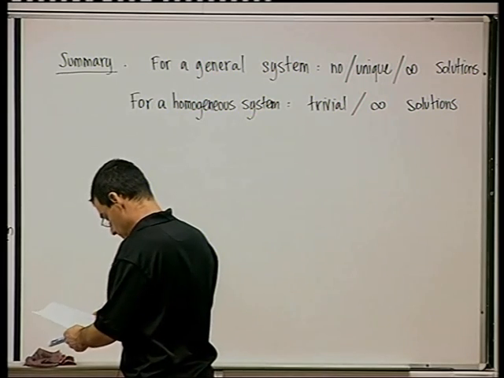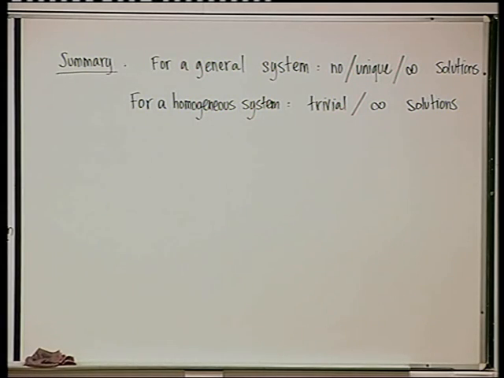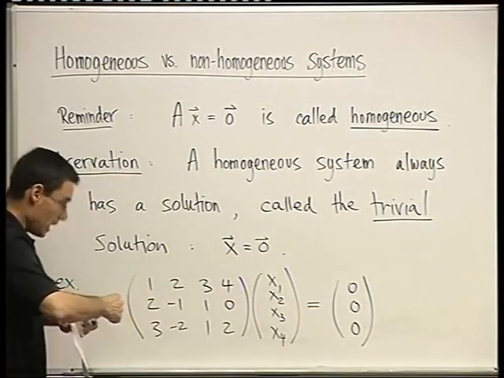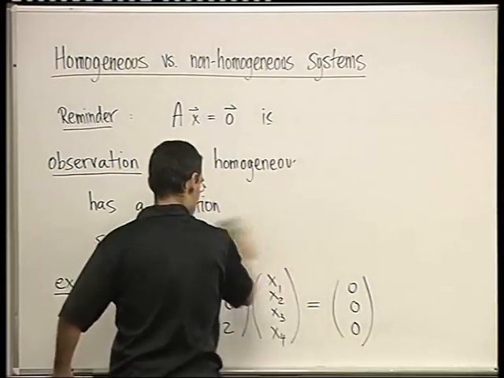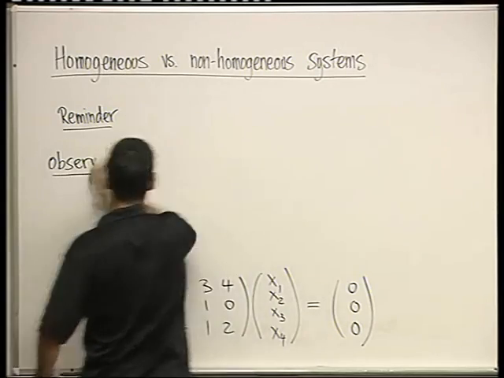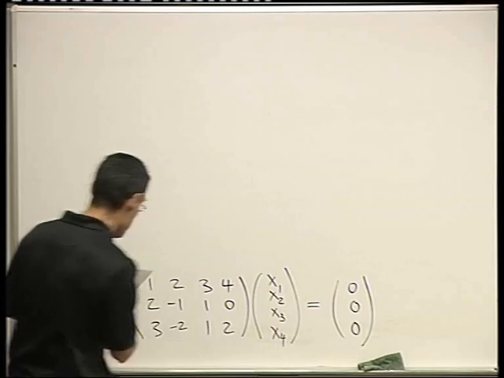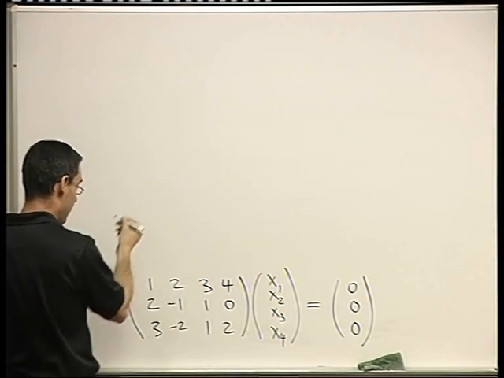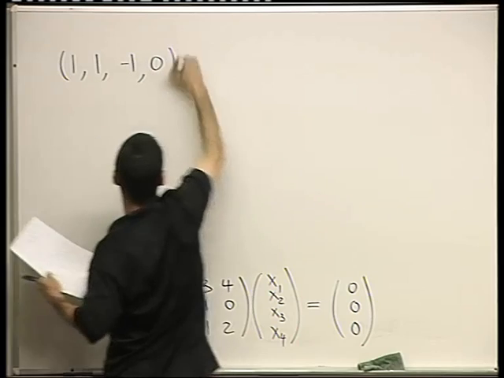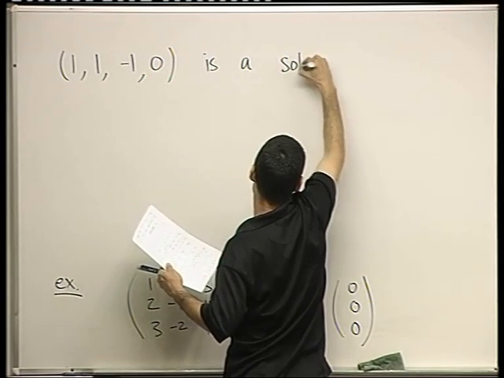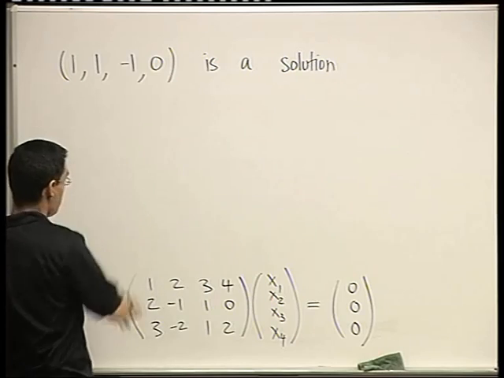Okay, let's do an example maybe. It's on the board, right? Here's the example that we wrote down over here. Let's try understanding what the solutions of this thing are. What I want to do is write a solution that you're going to easily verify, and we're going to discuss how I found it in a minute. Do you agree? So for this example, 1, 1, negative 1, 0 is a solution. Obviously, 0, 0, 0, 0 is the trivial solution, but I claim that this is a solution as well.